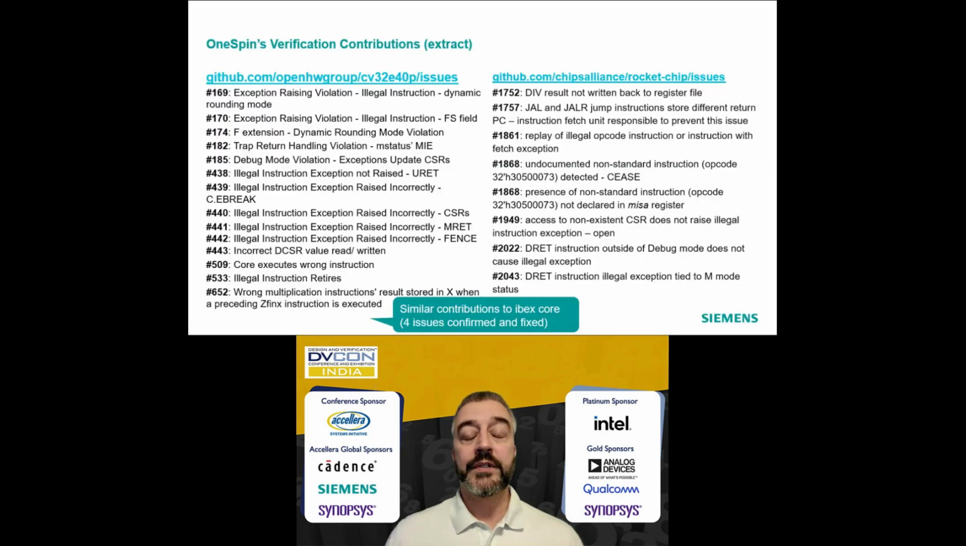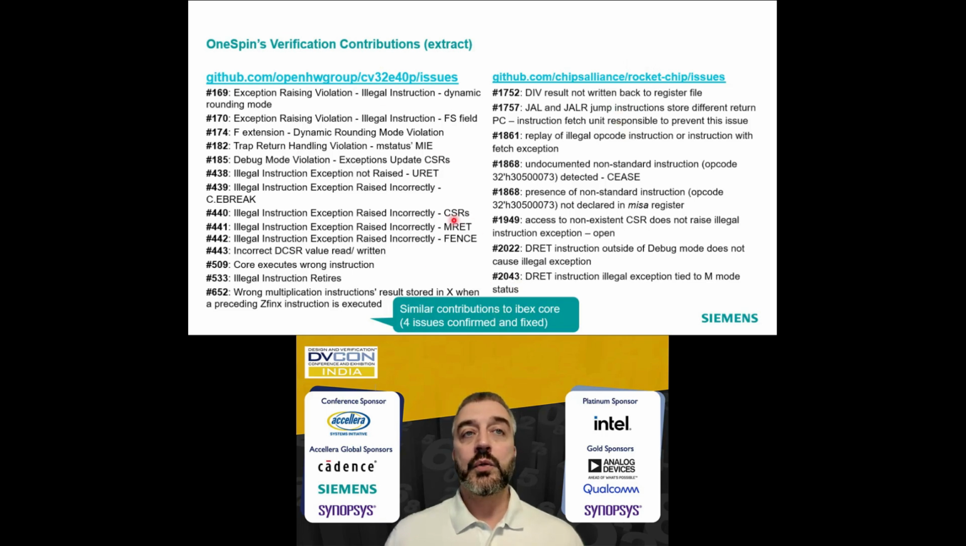Let's look at a few results. Three of the cores where you can see quite a few results in the open source community are the CORE-V from OpenHardware, formerly known as RISC-V. There's the Rocket Core from the SiFive folks, and there's also Ibex.